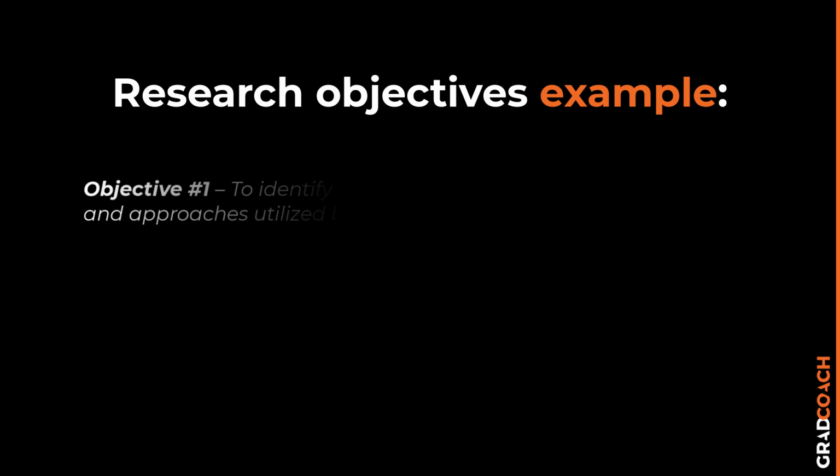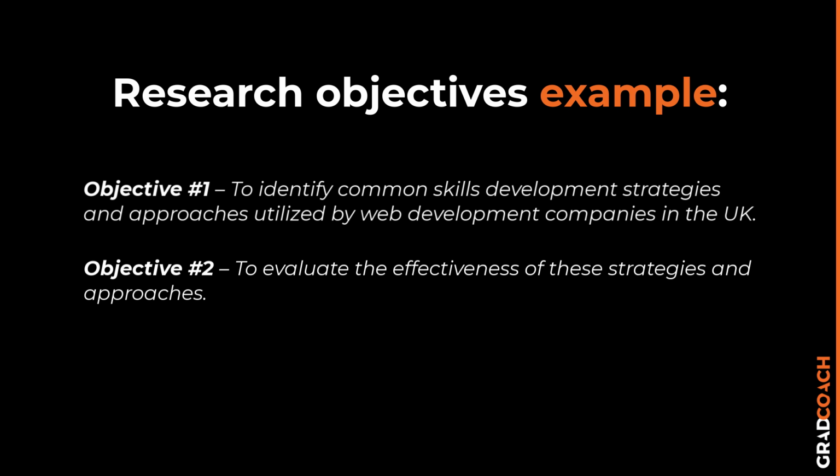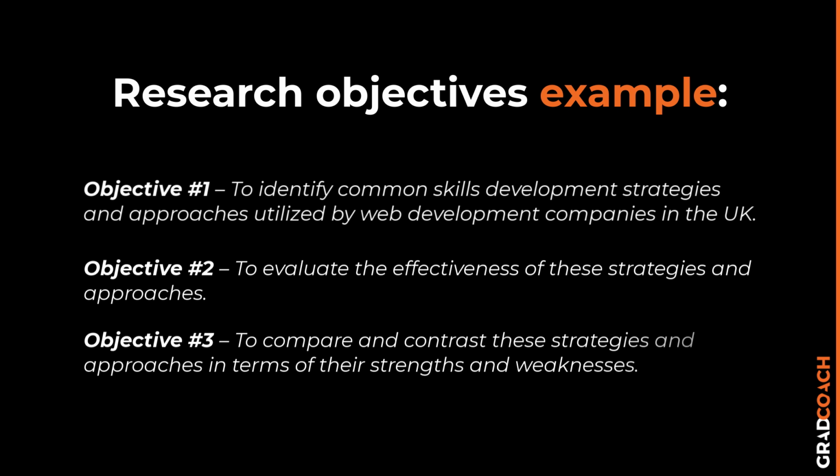Next up is the research objective, or objectives. While the research aims cover the high-level what, the research objectives are a bit more practically oriented, looking at the specific things you'll be doing to achieve those research aims. Let's take a look at an example of some research objectives to fit the research aim. Objective number 1, to identify common skills development strategies and approaches utilized by web development companies in the UK. Objective number 2, to evaluate the effectiveness of these strategies and approaches. And objective number 3, to compare and contrast these strategies and approaches in terms of their strengths and weaknesses.